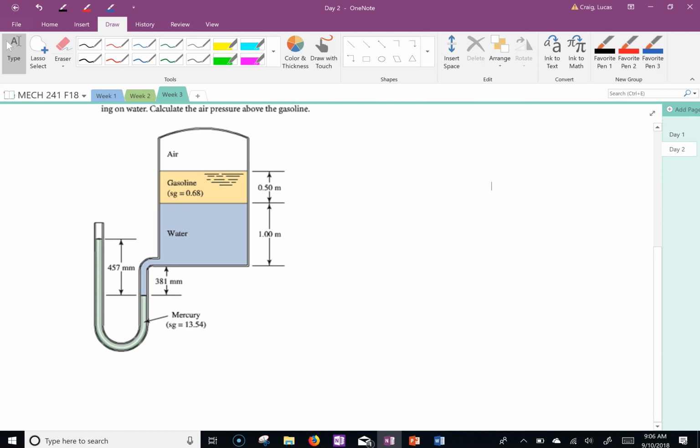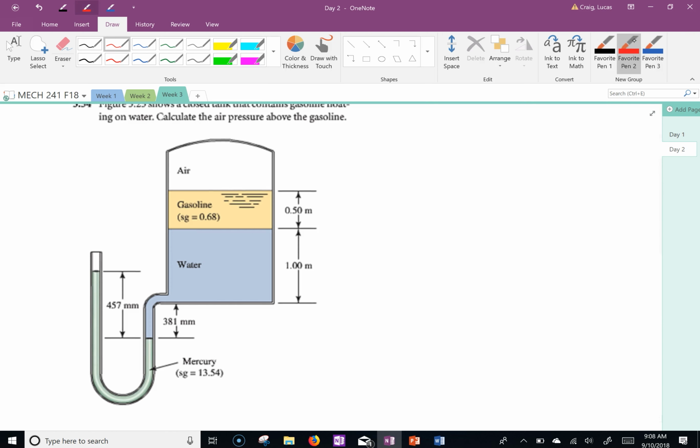So we want to calculate the air pressure above the gasoline. So anybody want to guess how we start this? Where do we go from here, and what do we do? So I'm going to label this right here, PA. Label this as PB. Label down here as point C. And these are point B, and this is point A.